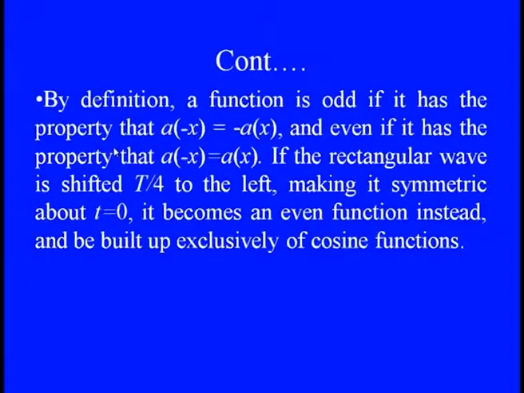So if the rectangular wave is shifted by T by 4 to the left, making it symmetric about t equals 0, it becomes an even function instead and can be built up exclusively from cosine terms. So this is a clear representation of the sine and cosine with the relation of T by 2 to T by 4.